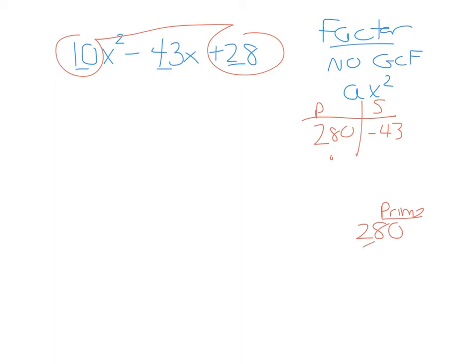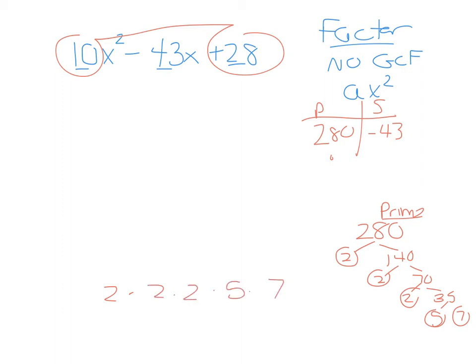So the prime factorization, I'm first going to go 2 times 140. There's one prime factor. 2 times 70. There's another one. 2 times 35. And then 5 times 7. Then I'm going to write those prime factors out. 2, 2, 2, 5, and 7.